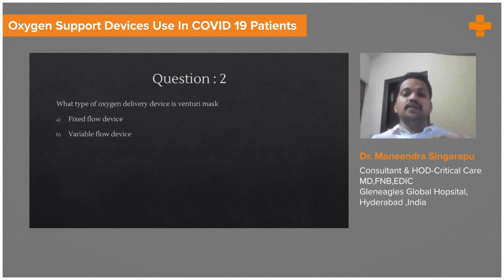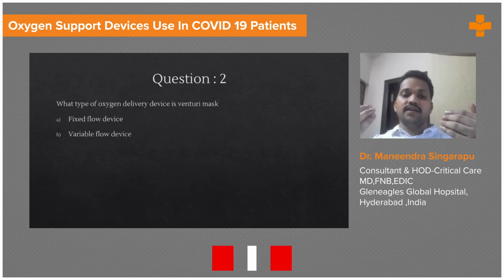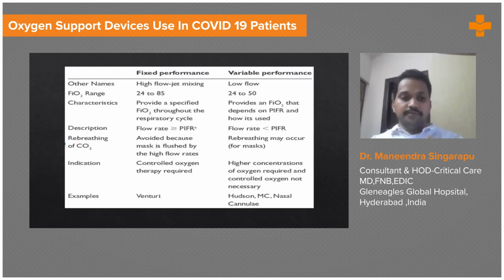If you are trying to breathe a lot, if your peak inspiratory flow rates are very high and you are just providing 5 liters or 4 liters of oxygen, your FiO2 will be less. Your peak inspiratory flow rate is not very high and you are providing an oxygen of 4 liters or 5 liters, your FiO2 will be a little high. So the FiO2 or the fraction of inspired oxygen being given will be variable. So these are the major differences between a fixed performance devices and a variable performance device.